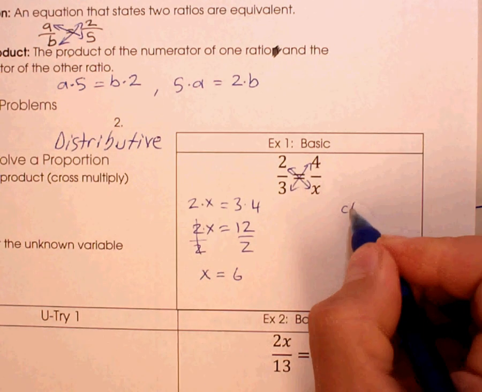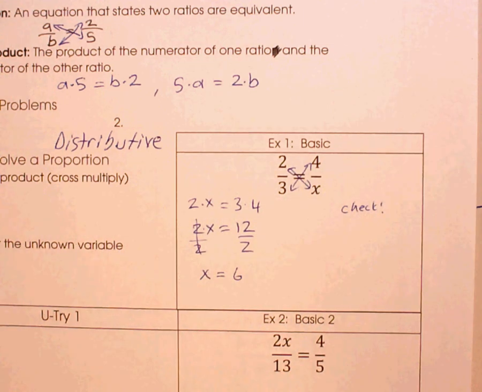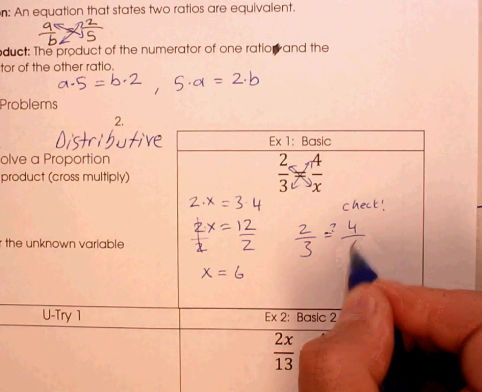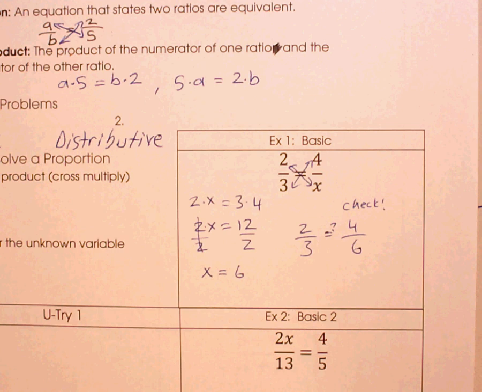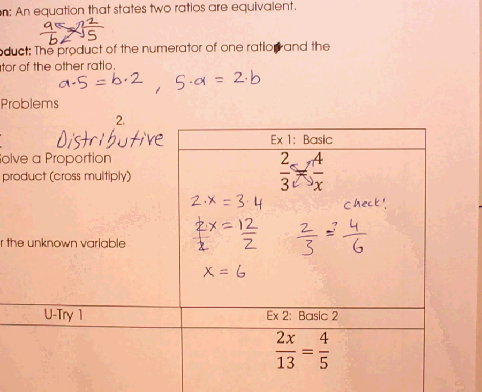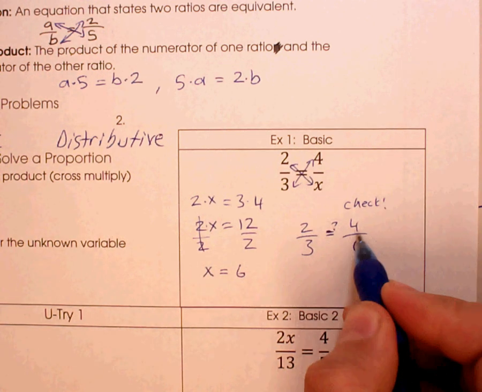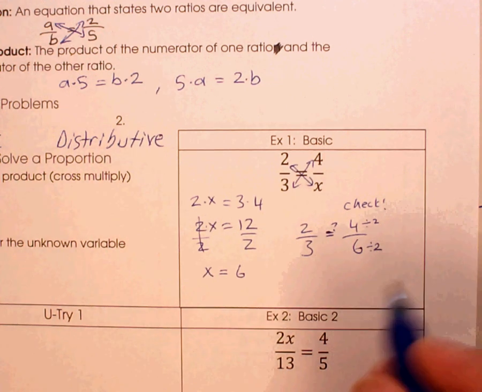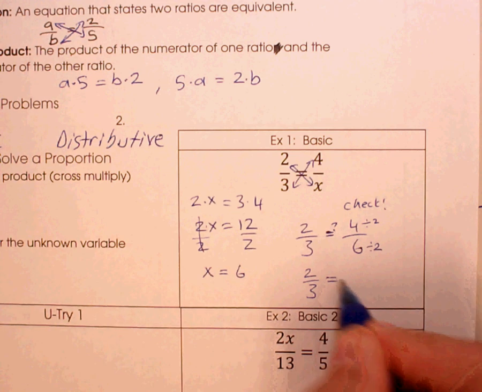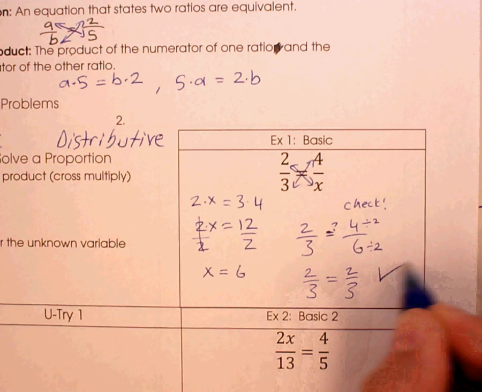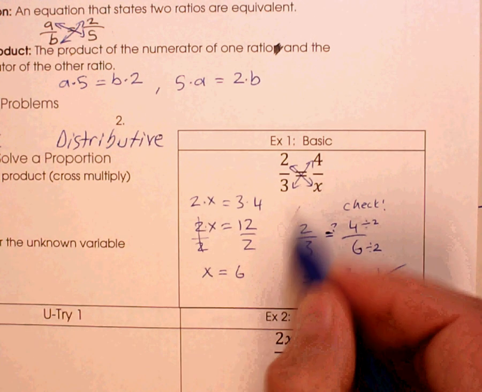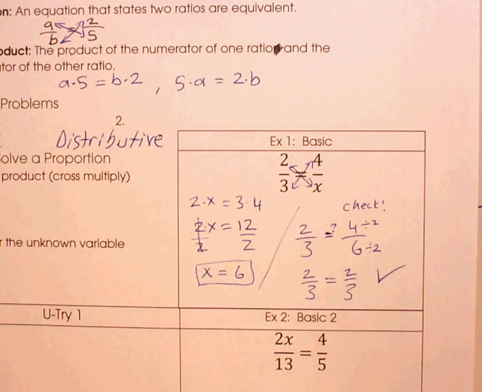Now we can do a little check step to see if our answer was correct. 2 over 3, is it equal to 4 over 6? I placed my value into the original proportion. After we place it, we can check to see if it's going to be equal. 4 over 6 is a fraction that can simplify by 2. If I simplify one step here, 2 over 3 will be, yes, equal to 2 over 3. So both sides of the equal sign are equivalent to each other. That indicates our answer, x is equal to 6, was a correct answer.